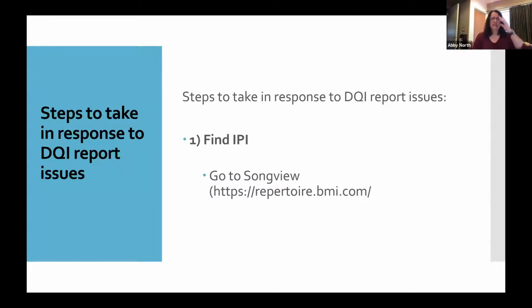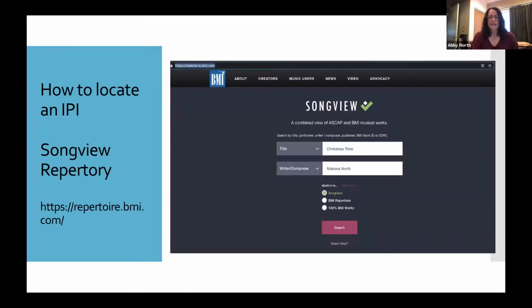To find the IPI and ISWC, we have to go to the PROs. There are two options: you can go to ASCAP or you can go to BMI, and ASCAP and BMI share a joint database called SongView. I'm going to show you both ways to get to SongView, via ASCAP and via BMI. First, we're going to find the IPI via BMI. That's the URL, and this is what it looks like.